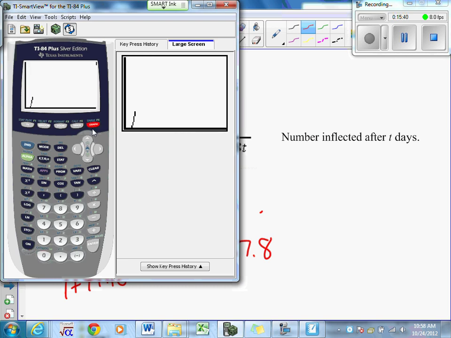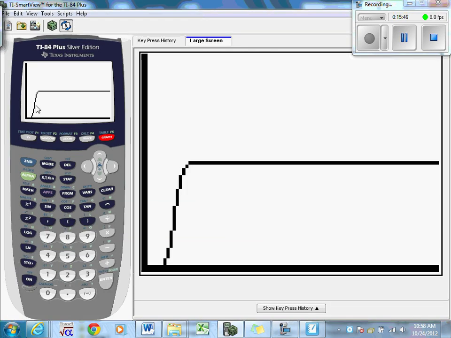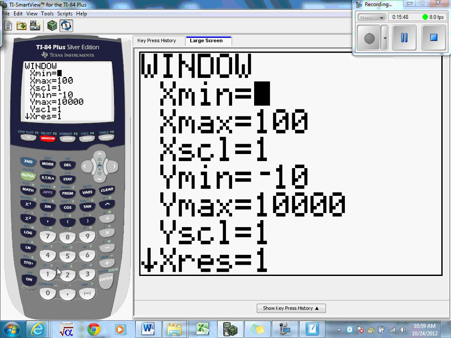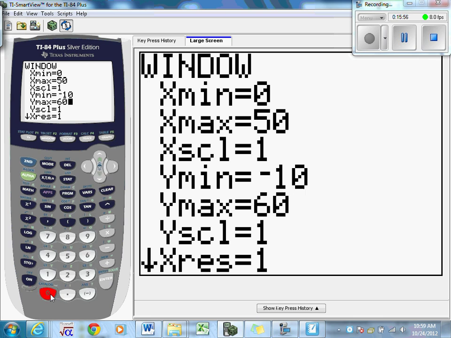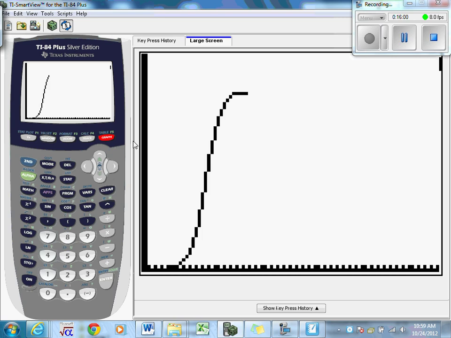Find our graph. There we go. So if you look at the graph, and I might even change that a little bit more. Let's go 0 to 50, 6,000. There we can see it even better. Now you can see what happens.